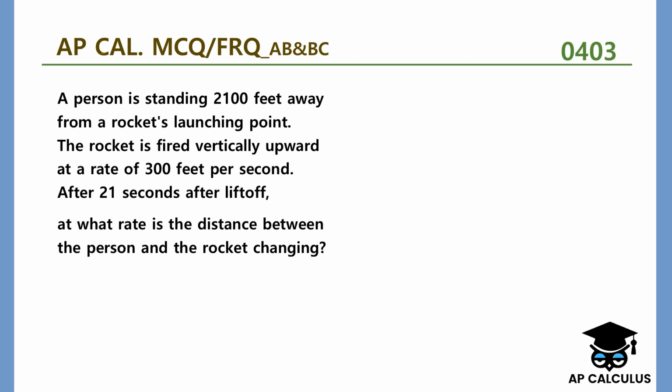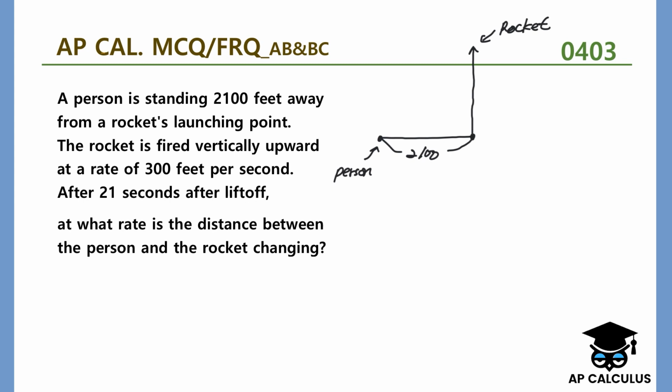Alright, let's draw a picture that explains this situation. So here, let's say this is a person, and this is a rocket's launching point. The rocket is fired vertically upward, right? So it's going up like this. Here is a rocket, and the person is 2,100 feet away from the rocket's launching point, right? As you see, this distance is changing as the rocket goes upward, right?